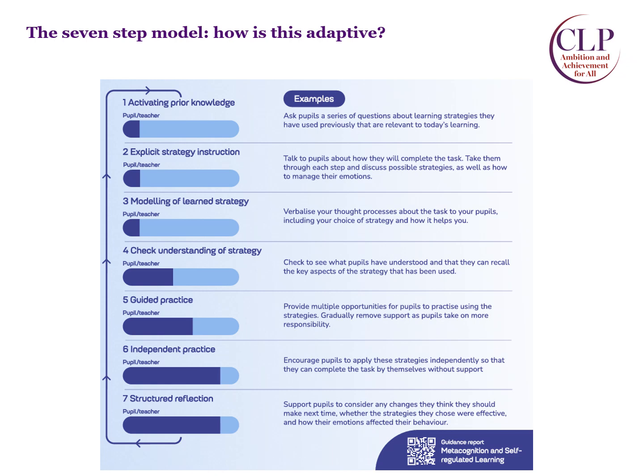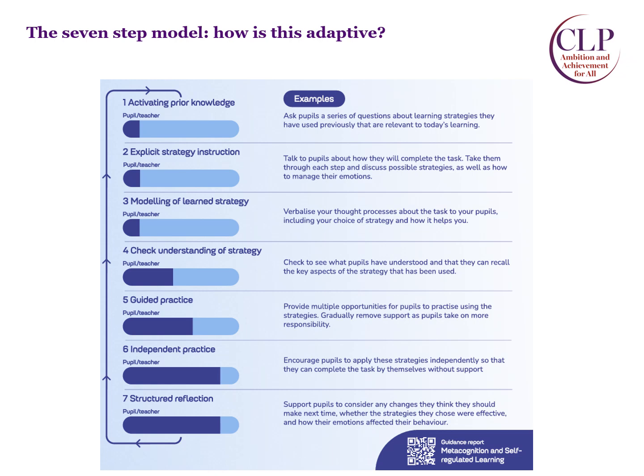Within explicit strategy instruction, we are chunking the information, so we are breaking it down into smaller steps. Now, this is often seen in a SEND child's plan, but actually it's a successful learning strategy for everyone. Part 3, modelling and think-alouds verbalise the invisible thought processes of the expert, which is a scaffold for all learners.